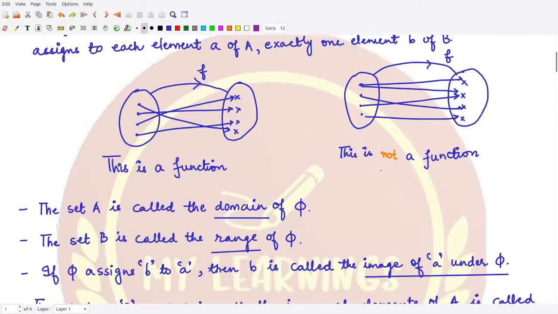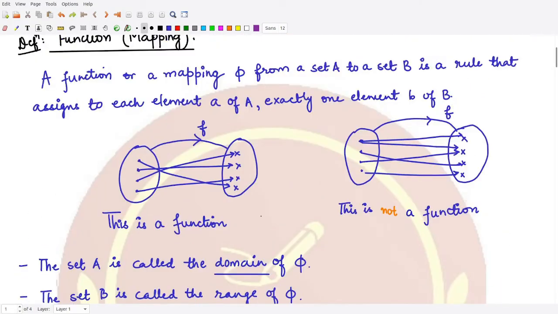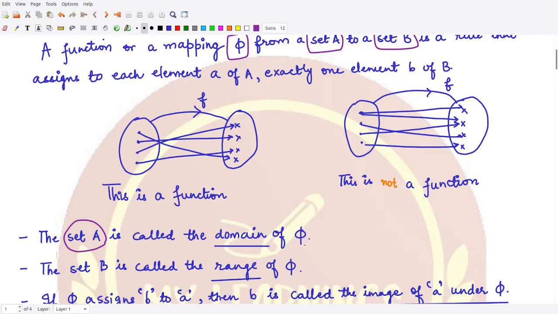So moving further, we call the set A, the set from which we are initially taking the elements, the domain of that particular function. Suppose we have the mapping phi, right? For that mapping phi, the set A is known as the domain, and the set B is known as the range of the given function phi, right?